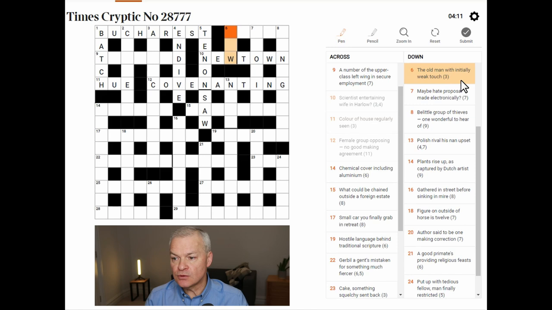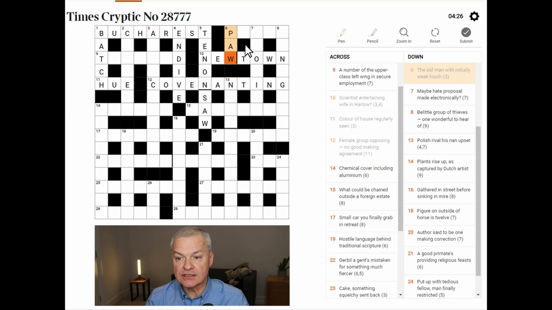The old man with initially weak touch. This is poor. The old man is pa for father. With initially weak, well, the initial letter of weak is W, and then to poor is to touch.